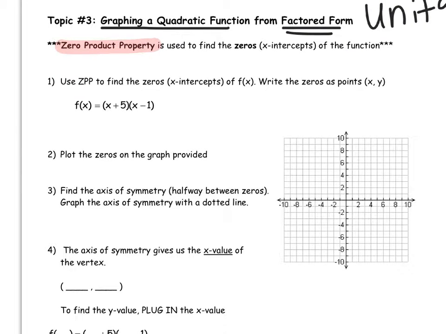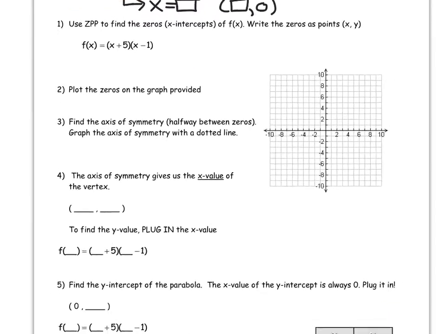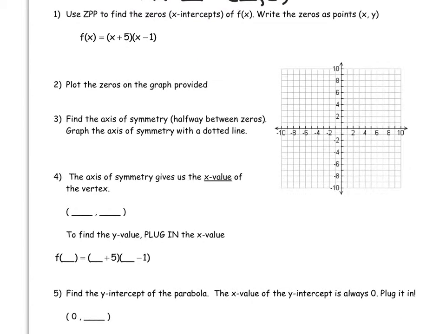What we said in topic 2 is that when we use ZPP and we get an answer, x equals some number, it means we can write our answer like this: whatever that number is, comma, 0. That's an x-intercept. All right, so step number 1, we are given a quadratic function in factored form right here, f of x, and step number 1 says to use ZPP to find the zeros, or the x-intercepts.